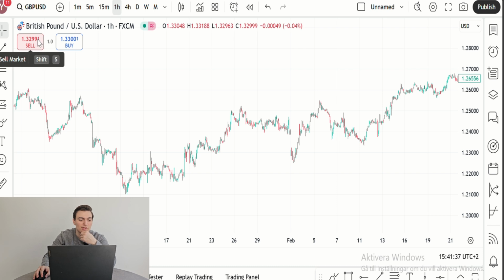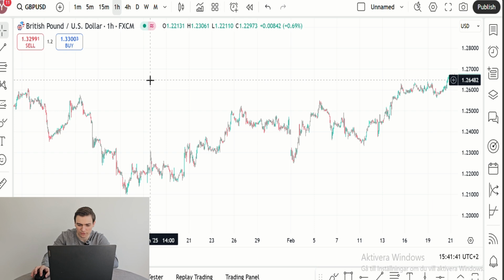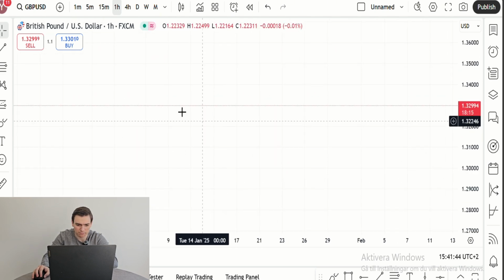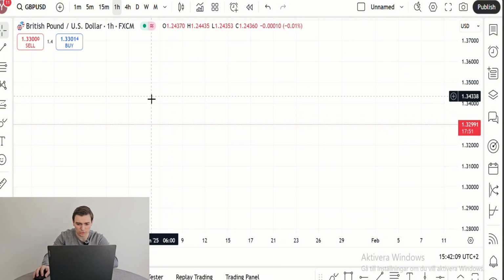As you can see, we are on GBP USD on the 1 hour time frame. That doesn't matter for now. To start with, one thing you guys have to know is that we are going to go through 3 different types of highs and lows: the high and low of 1 candlestick, the high and low of a 2 candlestick pattern, and swing highs and swing lows. That's going to make sense pretty soon.